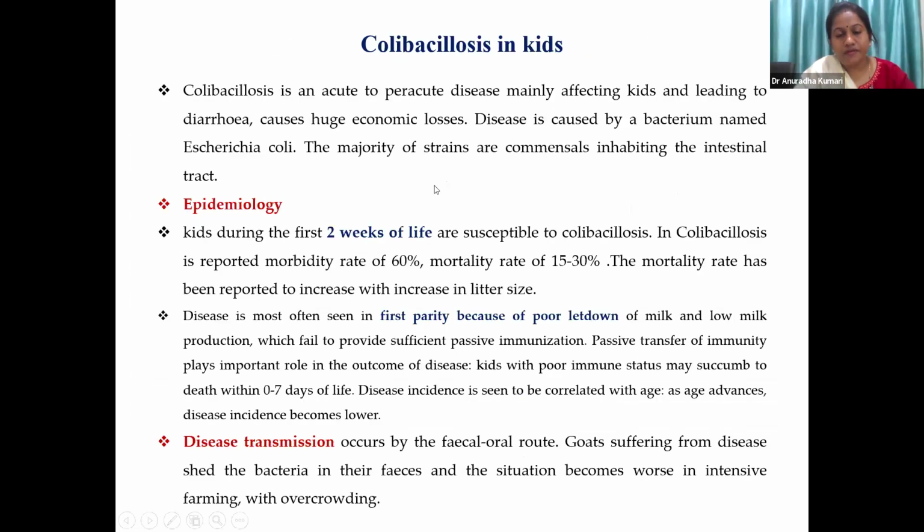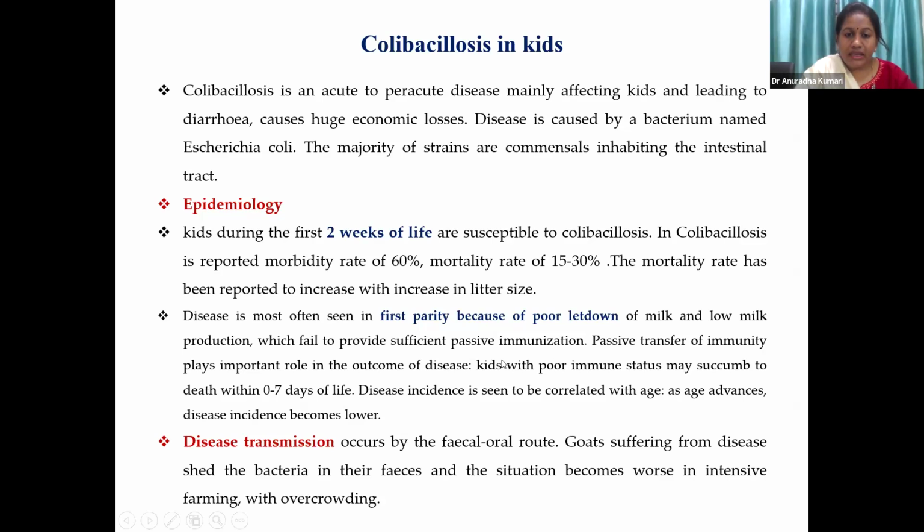Now, from here, we will start discussing the important infectious diseases that are involved in kid mortality and their preventive measures. Among them, first and most important is colibacillosis. It is an acute and peracute disease affecting goats, causing diarrhea, dehydration, and loss of young ones. This disease is caused by the bacteria Escherichia coli. The majority of Escherichia coli are normally inhabitants of the intestine and harmless, but some are pathogenic.